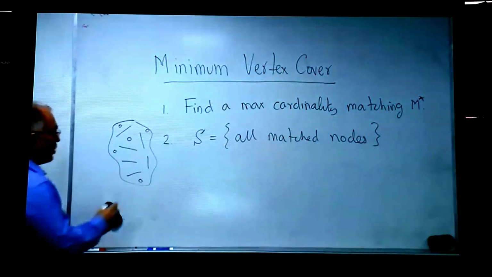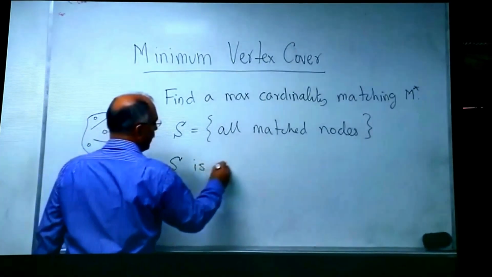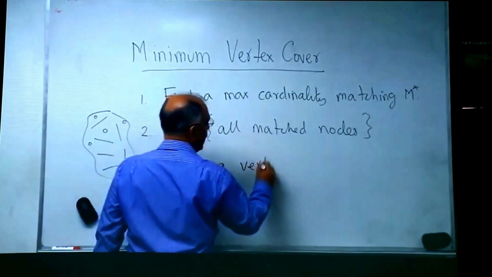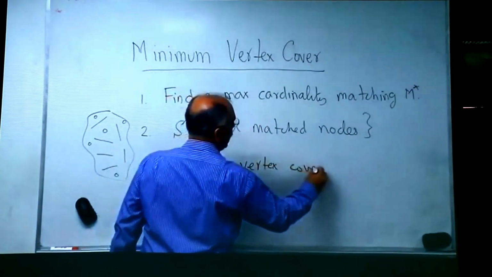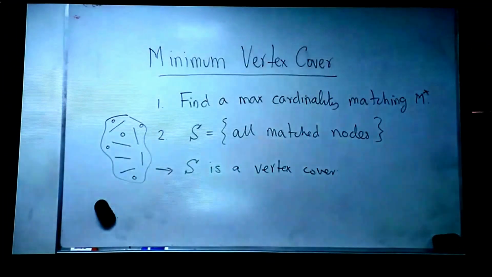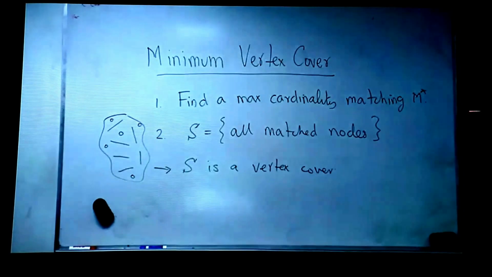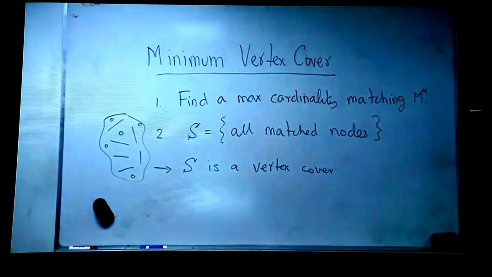The first observation is that S is a vertex cover. Now this is very easy to see. Why is S a vertex cover? The claim is that all the edges in the graph are covered once we pick all the matched vertices. So suppose S is not a vertex cover. What it means is that there is still some uncovered edge.